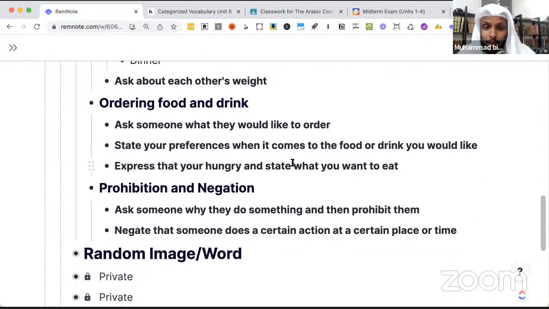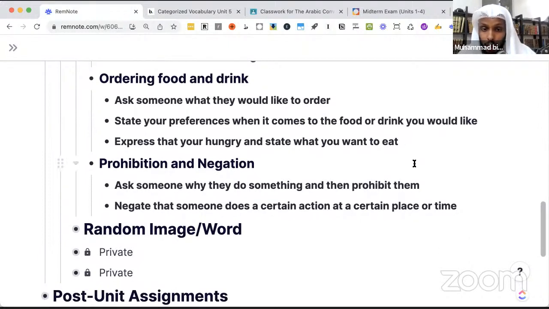Ordering food and drink: ask someone what they would like to order. State your preferences when it comes to the food or drink you would like. Express that you're hungry or state what you want to eat. Like you can say أنا جوعان أريد السمكة والسلطة or whatever, like we saw in the dialogue.